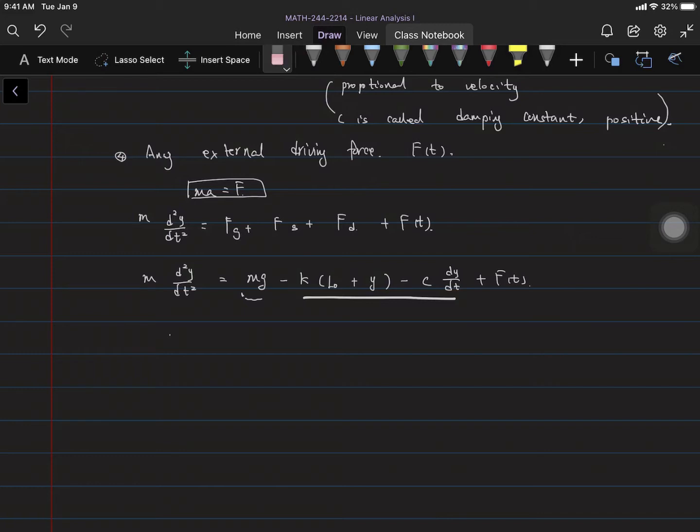Let's rewrite them. If we divide by m, let's simplify: g minus k over m L. Here I expand them: k over m y minus c over m dy/dt plus 1 over m F(t). So in this step, I just divide by m.